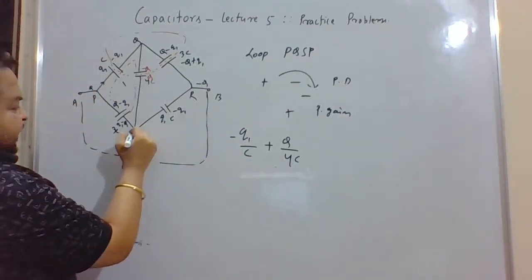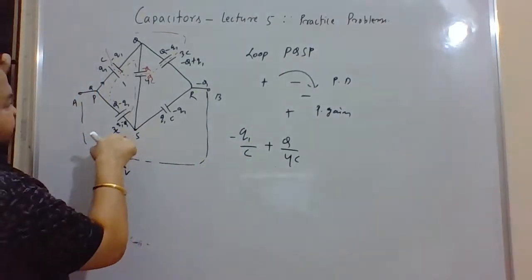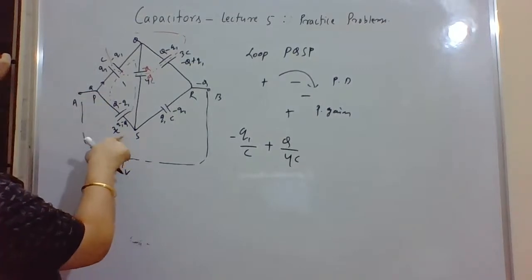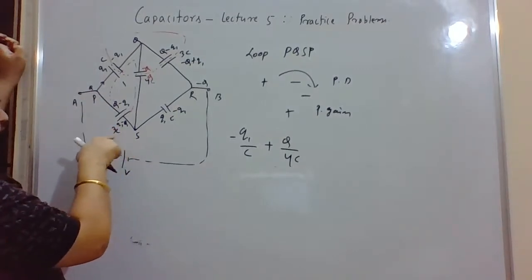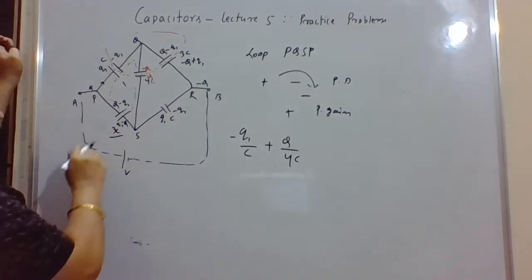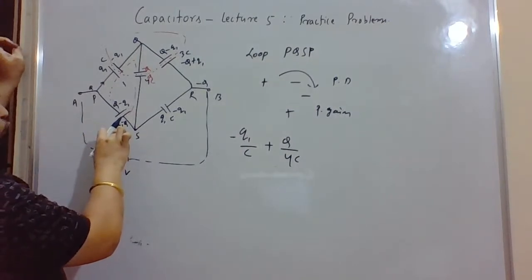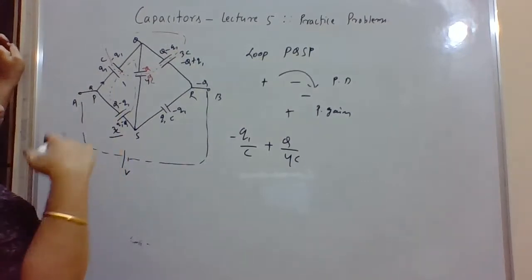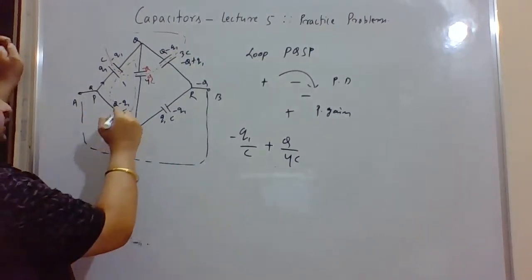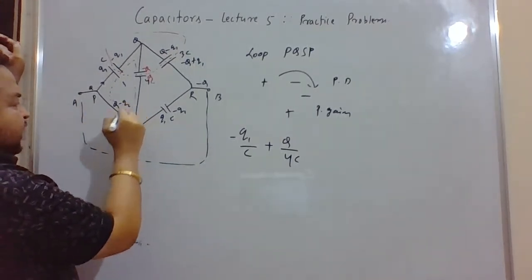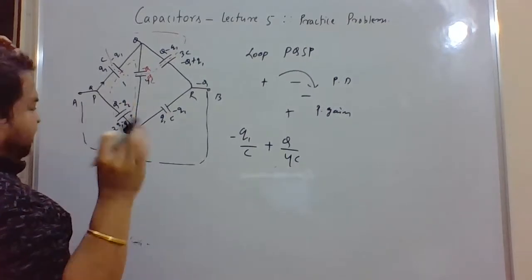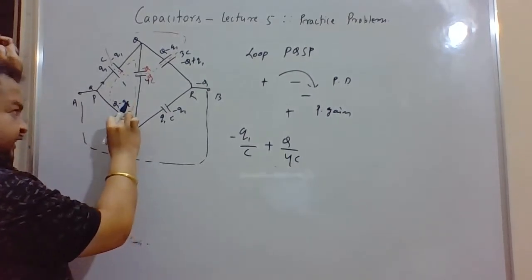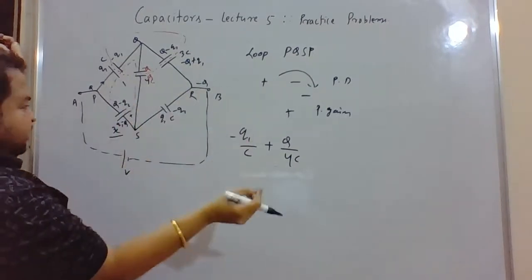I reached point S. After reaching point S, I need to go towards P, so I'm encountering this 3C capacitor whose charge is Q1 minus Q, and I'm going from here to here. Here you may have a doubt whether I'm going from positive terminal to negative or negative to positive. It doesn't matter. If you think this is positive, go with your potential drop.